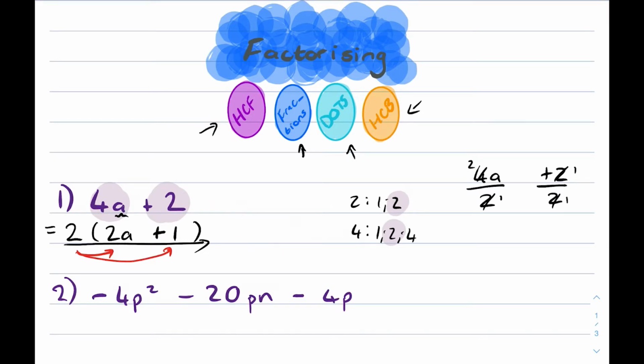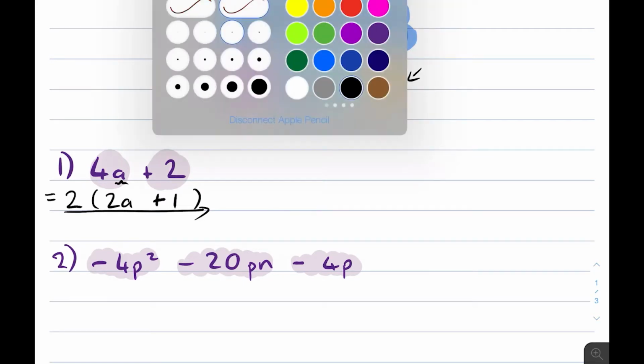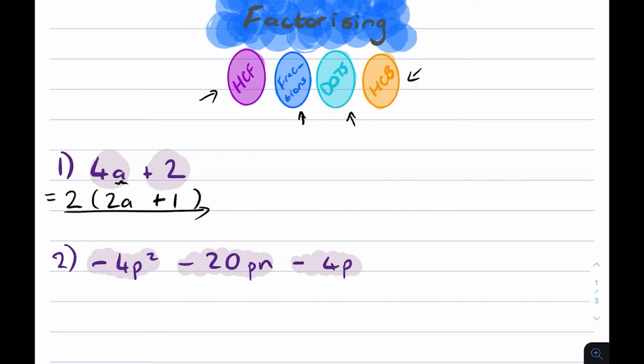So now we can look at the second example. For the second example, you will see that you have 3 terms. So you need to take all 3 of the terms into consideration. So you will look at the negative 4p squared, the negative 20pn, and the negative 4p. So just a hint or tip, if your very first term starts with a negative, take out or factorize out a negative. Okay, and then you can look at the numbers.